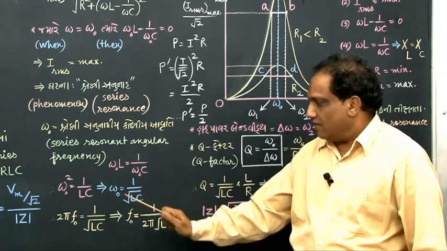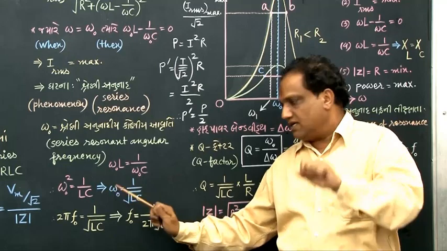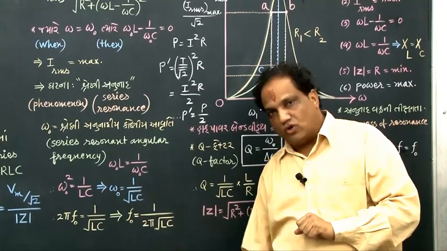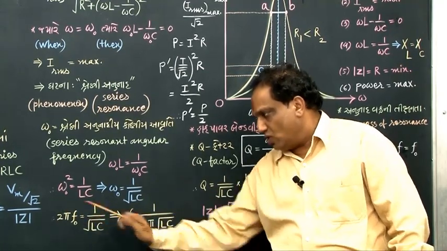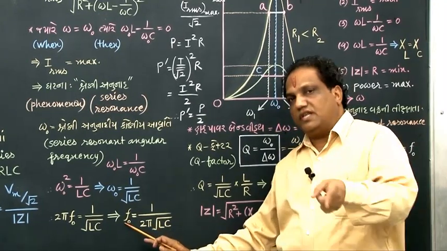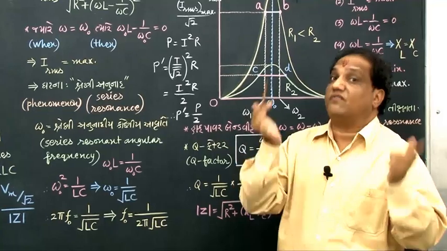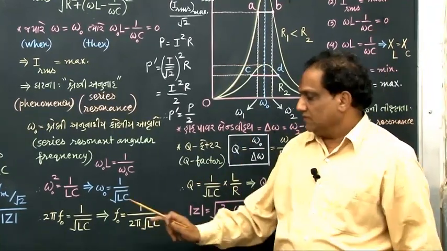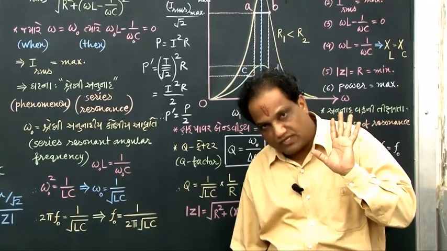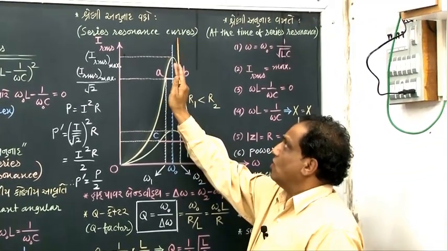Got it? Now tell me, what is the formula of omega? 2 pi f. But if it is omega 0, then you should write 2 pi f0. Right hand side as it is, transfer this 2 pi into the denominator. So f0 will be 1 upon 2 pi into under root of L into C. This is called the series resonant frequency. Omega 0 is called the series resonant angular frequency. What is the difference in the unit? The unit of frequency is hertz, the unit of angular frequency is radian per second. Got it? Let us see now what is called the series resonance curve.